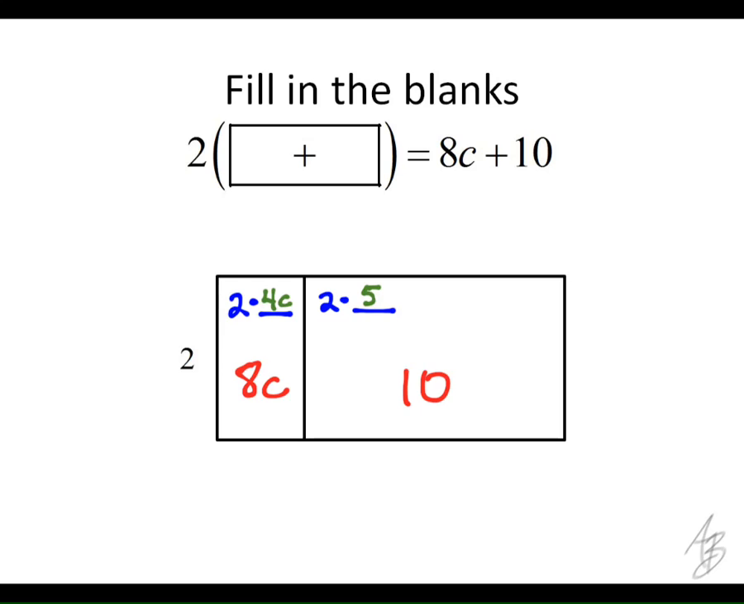Now, since we know that the area of this rectangle is going to be 2 times 4c, and this side here is 2, what's this side going to be? 4c. So what we did is we figured out what the length of that side of the rectangle is. How about this side right here? 5. So what do I fill in the blanks here to make this equation true? 4c plus 5, right?